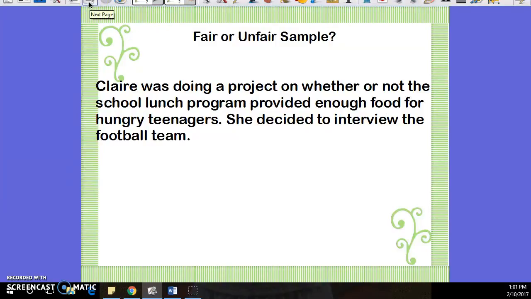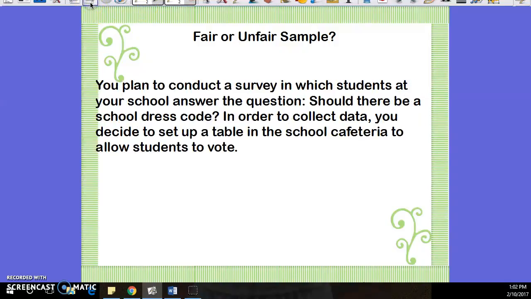So here's another one. Claire was doing a project on whether or not the school lunch program provided enough food for hungry teenagers. So she decided to interview the football team. Fair or unfair sample? All right, that would not necessarily be a fair sample because it only includes a certain group of people, which would be just the football team. It doesn't include, as a whole, all the teenagers throughout the school.